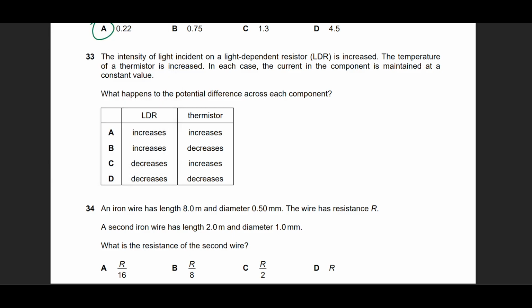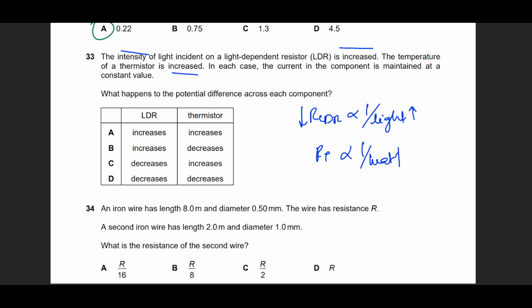He says that the light intensity incident is increased. So the resistance of an LDR is inversely proportional to light. If you increase the light, its resistance decreases. The temperature is increased, again an inverse relation with temperature or heat. If you increase the heat, the resistance decreases. So both of them will experience a decrease in resistance.